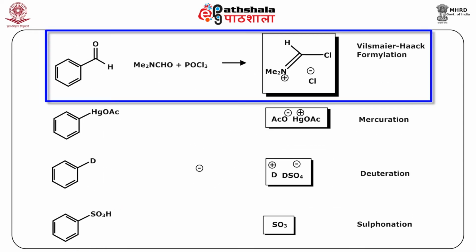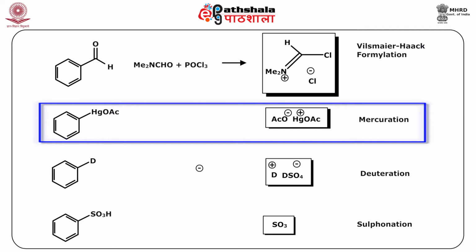Now comes the very famous Vilsmeier-Haack formylation. Now again, here the electrophile is generated with the help of POCl3, and this electrophile is here in front of you, where you can see the positive charge on the nitrogen atom. Again in mercuration, this is the AcO- and the HgOAc+ ion, where the electrophile is generated.